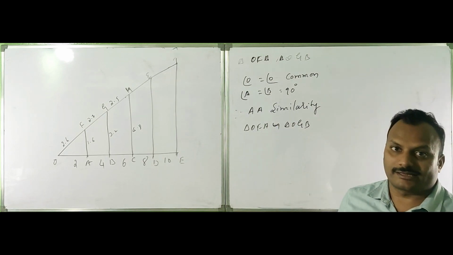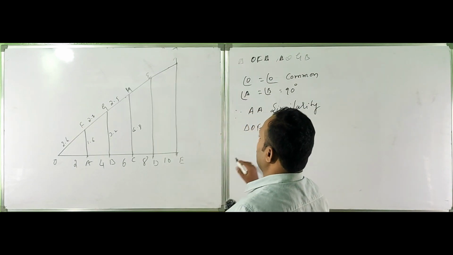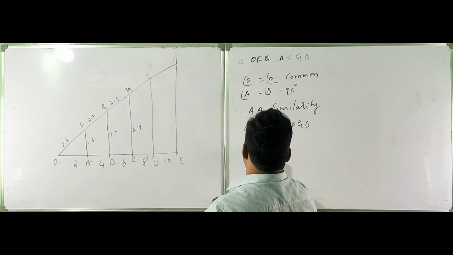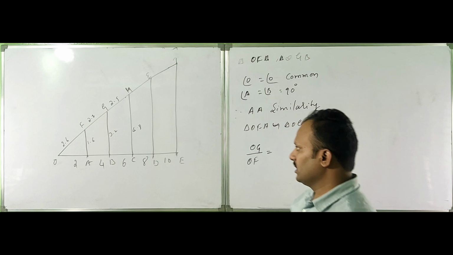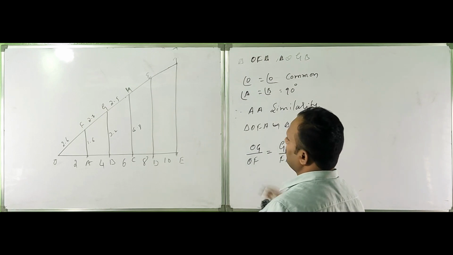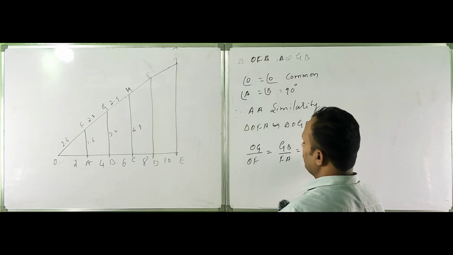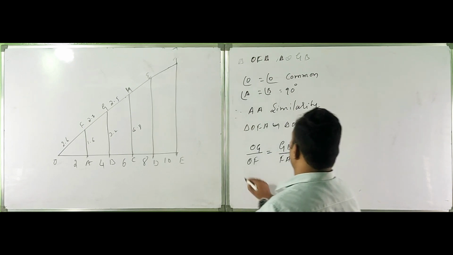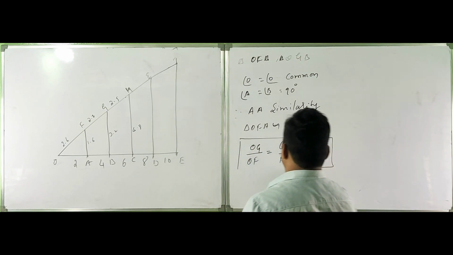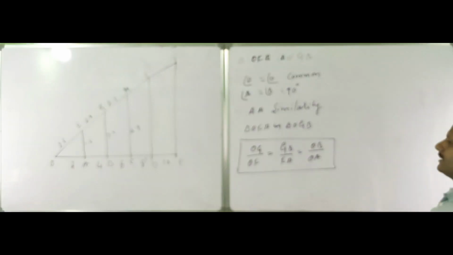If the triangles are similar, then we have the formula. Then you can write OG by OF, corresponding parts in proportion, and GB by FA, and OB by OA. Very important. This is the thing here.